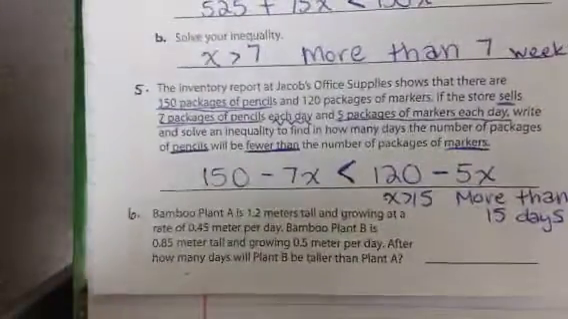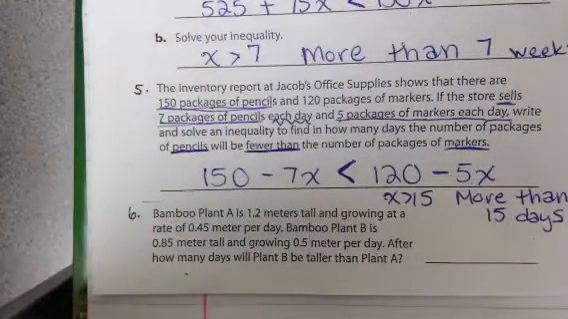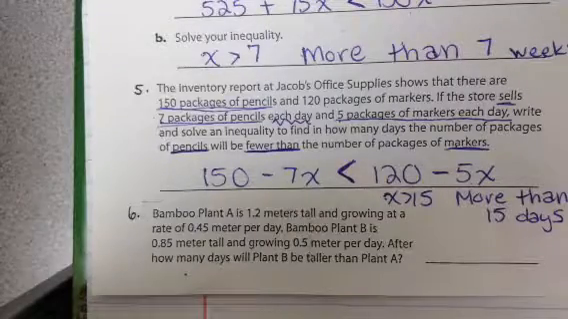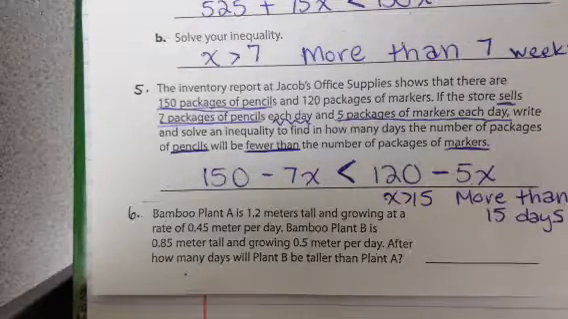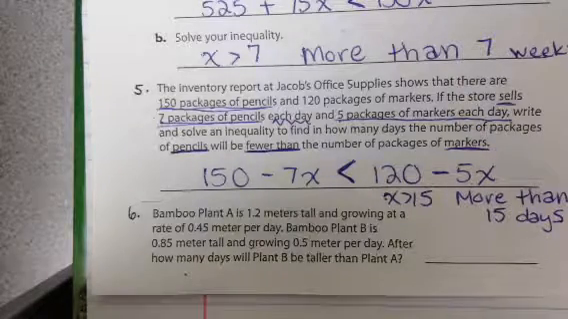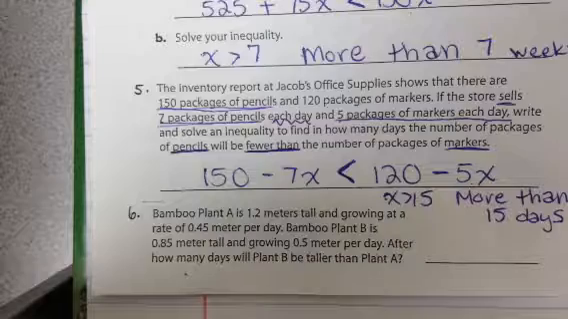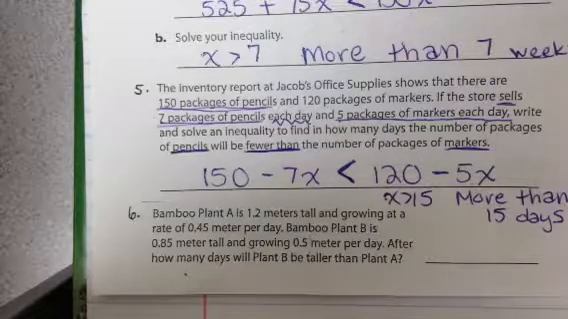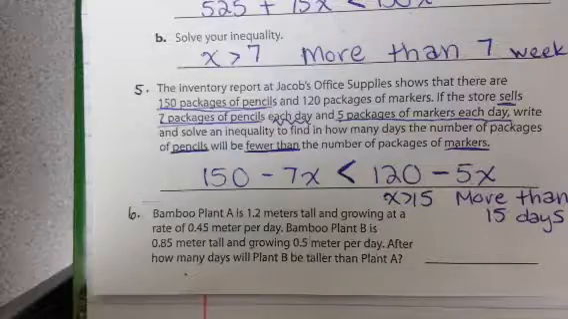The last one says, bamboo plant A is 1.2 meters tall and is growing at a rate of 45 hundredths meter per day. Bamboo plant B is 85 hundredths meter tall and is growing at 5/10 of a meter per day. After how many days will plant B be taller than plant A?